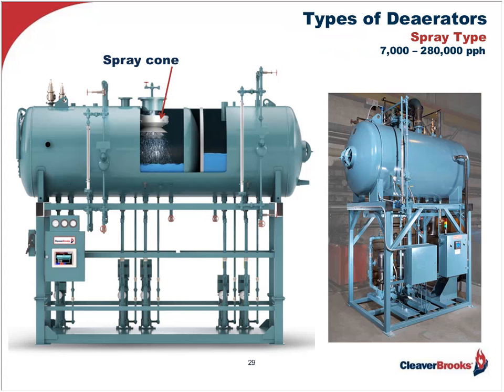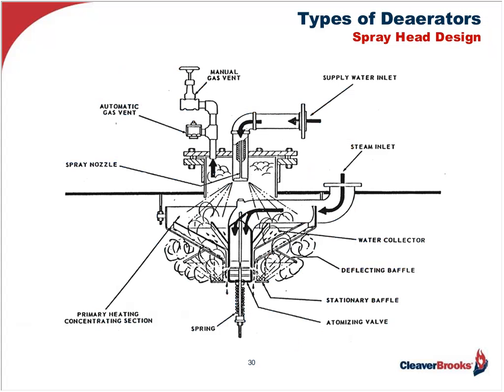Now, looking at the cross-section on the screen, you can see where the design gets its name based on the spray cone assembly located in the tank itself, which is where the deaeration is taking place with this particular type. You also see these are complete packages, including the feed water tank, the stand, the pumps, and all the controls needed to properly function.